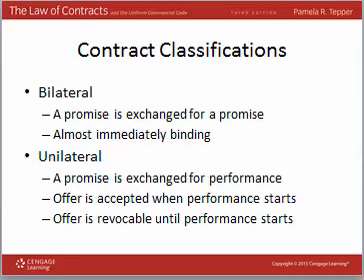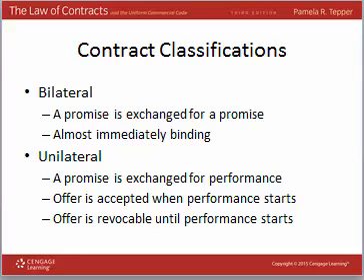So the first way we classify contracts is either bilateral or unilateral. Bilateral contract is probably the most common type of contract. It's the one that most people think of when they think contract. And essentially this is a promise made in exchange for a promise. The important thing to note here is it's almost immediately binding. If I promise to do something, you promise to do something in return, the moment those two things happen, we have a binding contract.